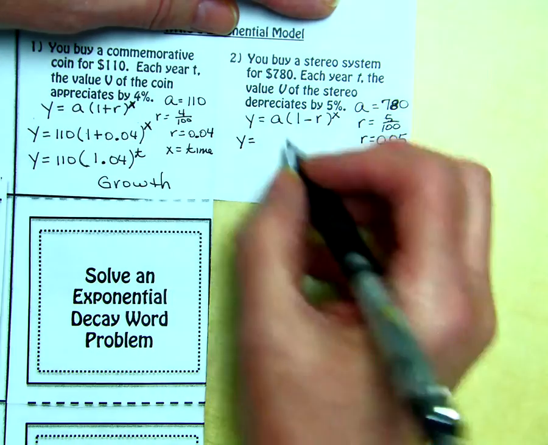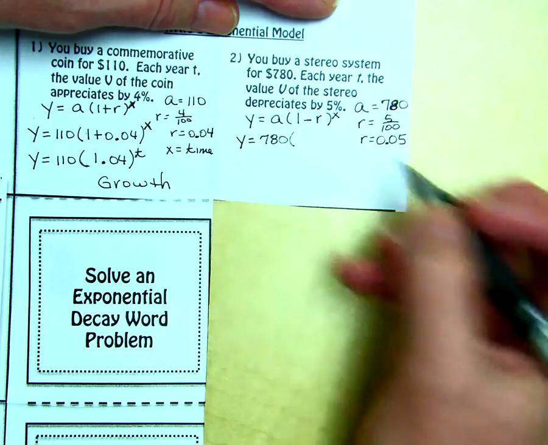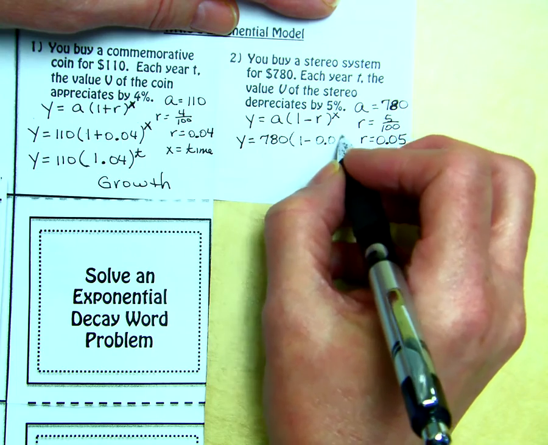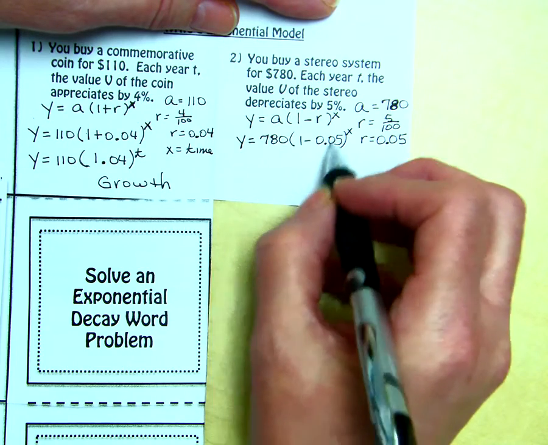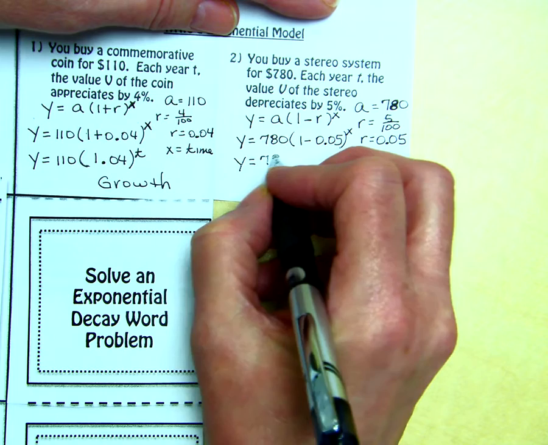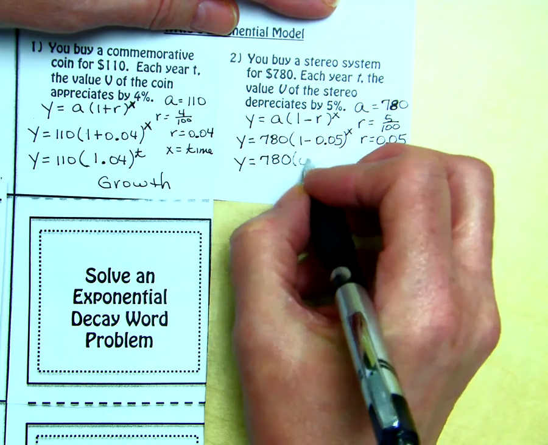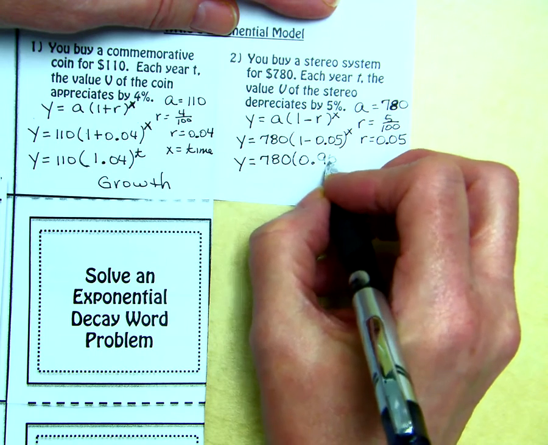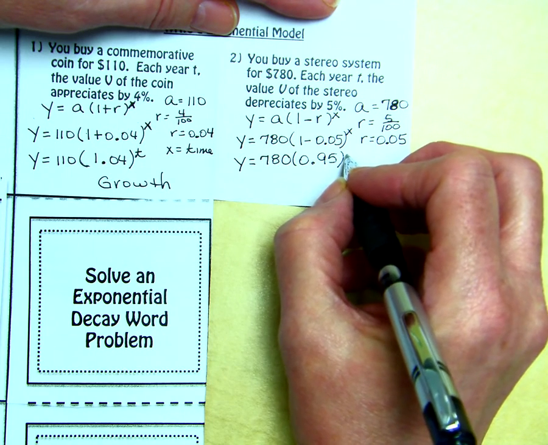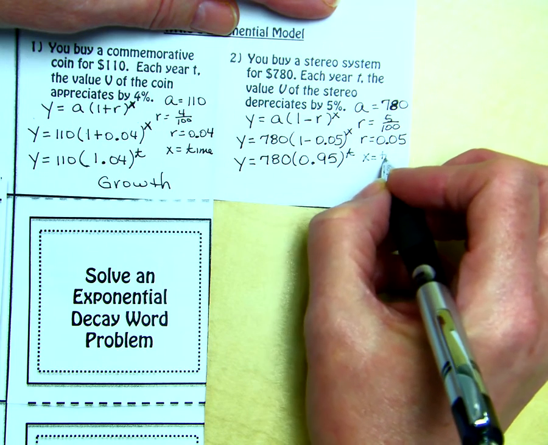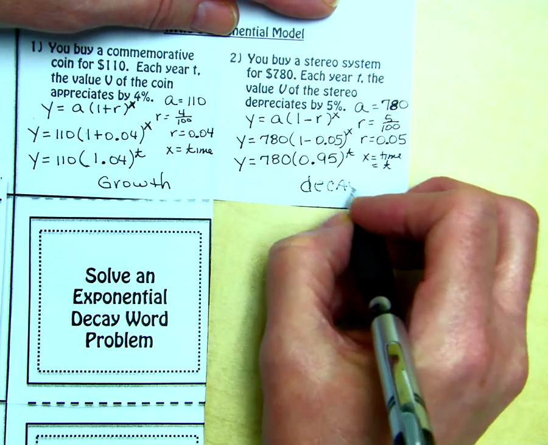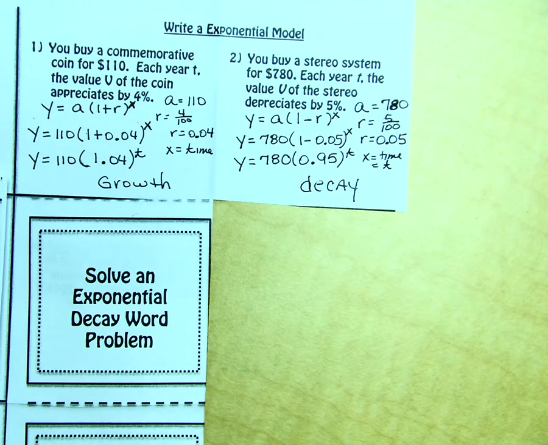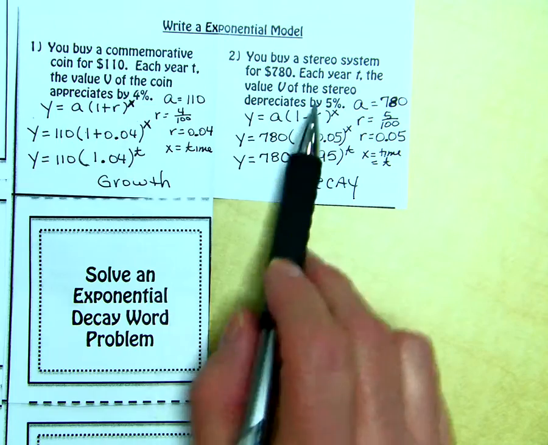Now we substitute. A is our initial amount, so we put 780 in for that. R was our 5% written as a decimal, all raised to some power. We go ahead and do the subtraction here, so we are going to simplify. So we get 0.95, all raised to the t, because remember x is equal to time, so we'll just let that equal t. So this is an example of decay. We are going to use these two formulas for the next couple of examples.